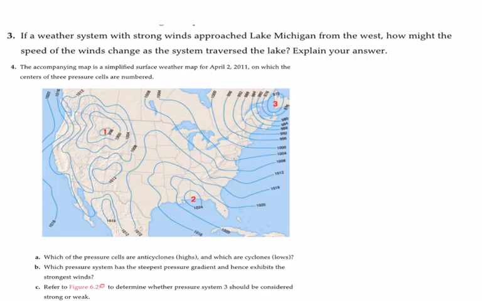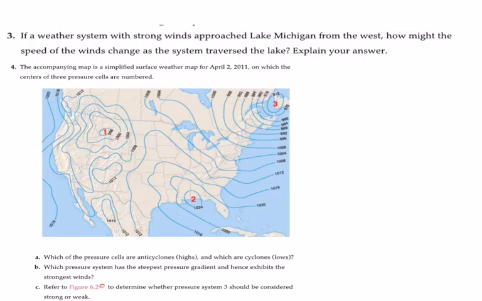Because the pressure is low. Well, can you tell whether, for instance, if we pick one, whether the pressures are getting higher as you go out? So if it's getting higher as you go up, then what is it? It's a cyclone. It's a low.